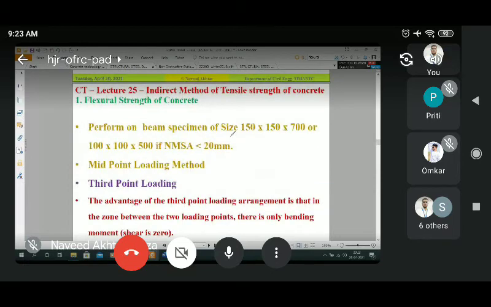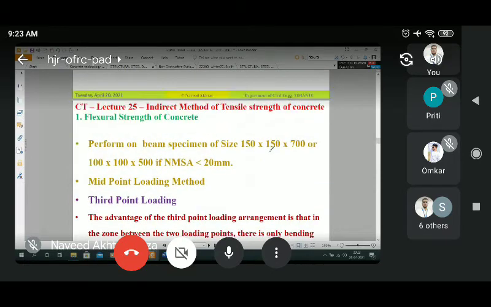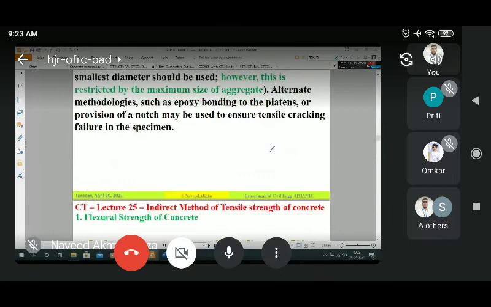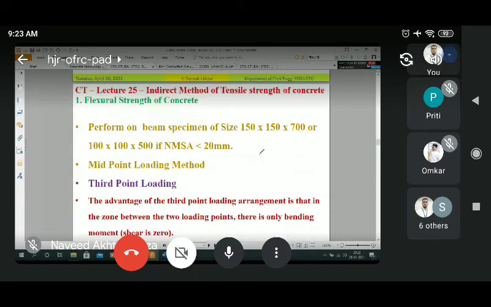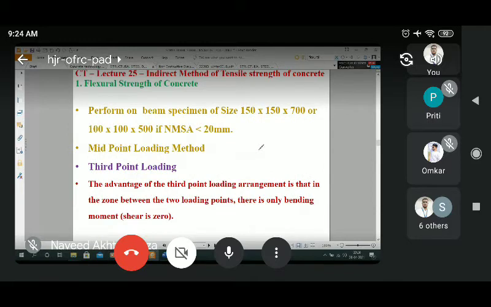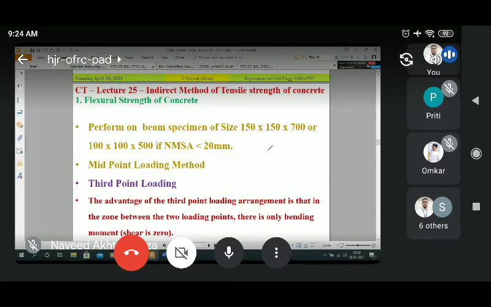Now, in that direct method, we have seen generally, in practice, we are using the indirect methods of finding out the tensile strength of your concrete. There are two methods we are adopting. One is the splitting tensile strength of your concrete, and another one is the flexural strength of concrete. So we will see first the flexural strength of your concrete.